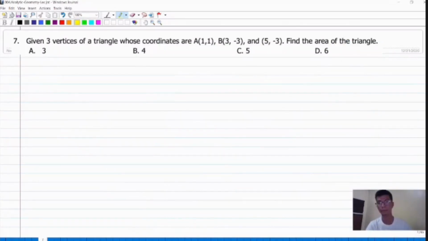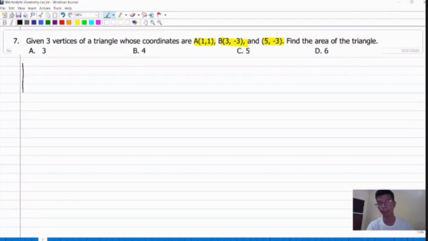Number 7. Given three vertices of a triangle whose coordinates are A (1, 1), point B (3, -3), and the third point (5, -3). Find the area of the triangle.